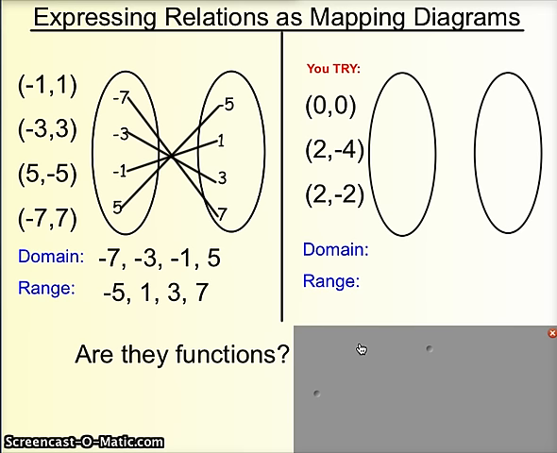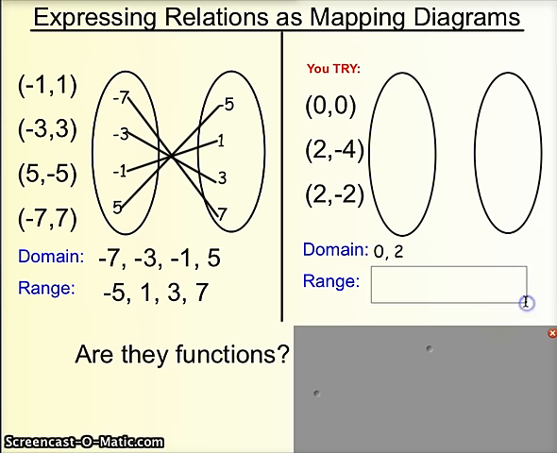Pause the video here. Okay, so your domain in order from least to greatest should have been 0, 2. You don't need to write 2 again, because even though it's 0, 2, 2, you already have 2 there, you do not need to repeat it.